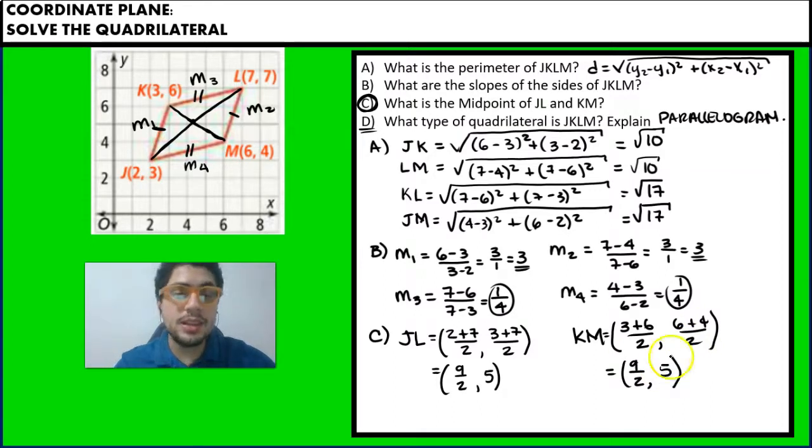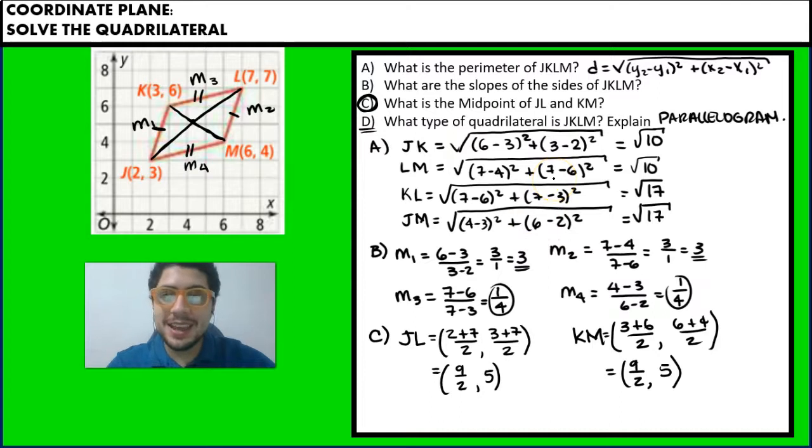So as we can see, guys, both the midpoint of JL and the midpoint of KM are going to cut the diagonals in half, which means that this is going to be indeed a parallelogram, right? Because the diagonals are going to be split in half.